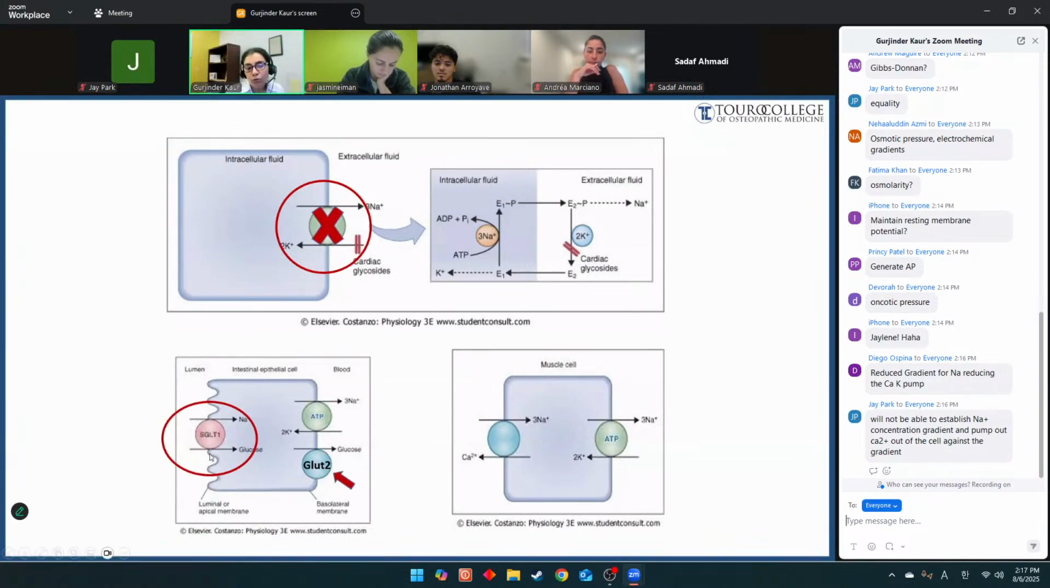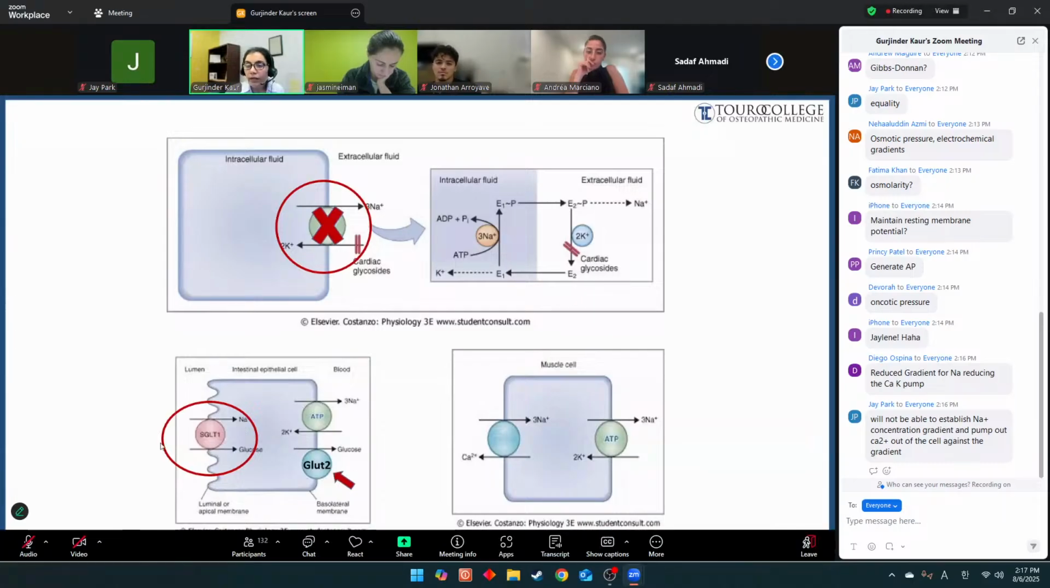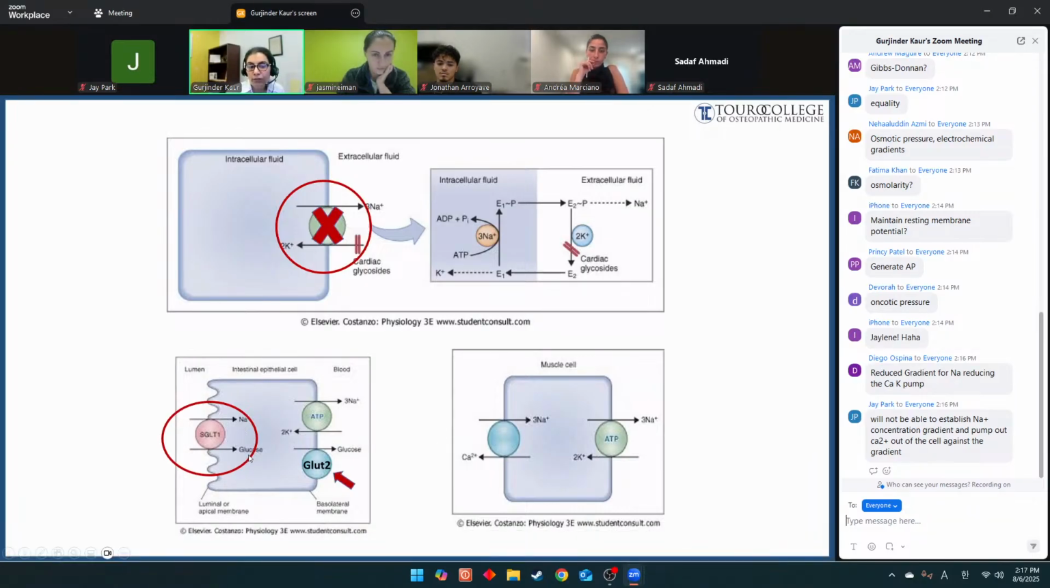You see my point? If you're not bringing glucose in, how are you going to absorb glucose into the blood? This was the lumen of a GI cell, so all the glucose is sitting here. You don't have enough sodium gradient to bring glucose in, and you cannot extrude any glucose into the blood. So your absorption is impacted, right?